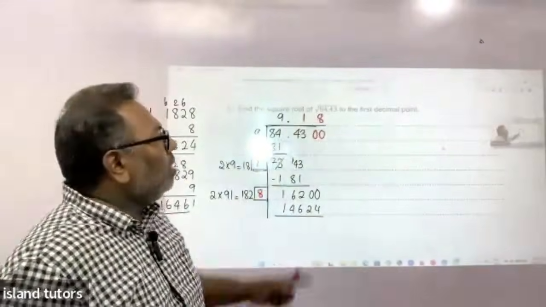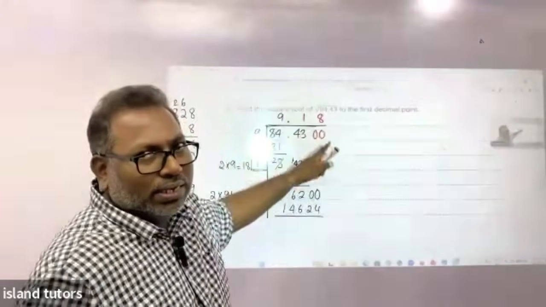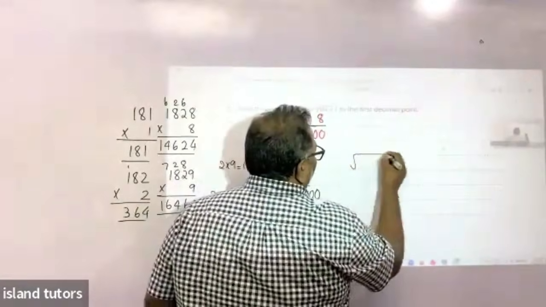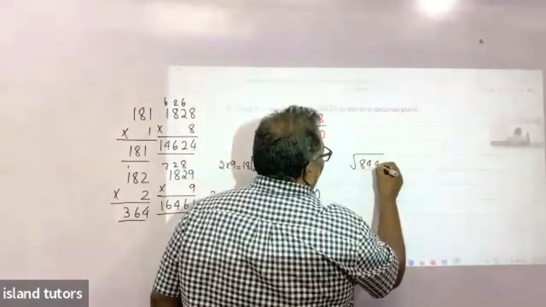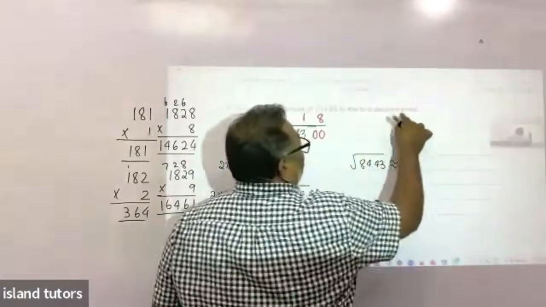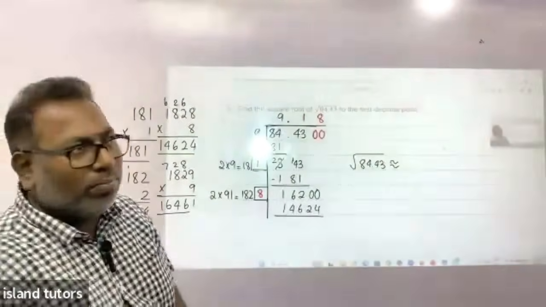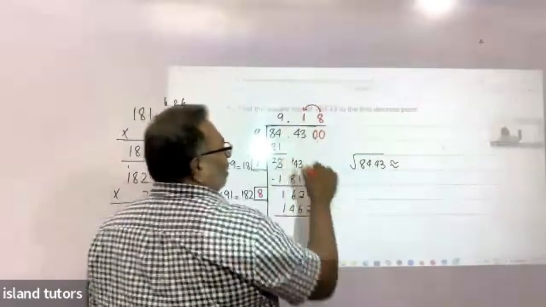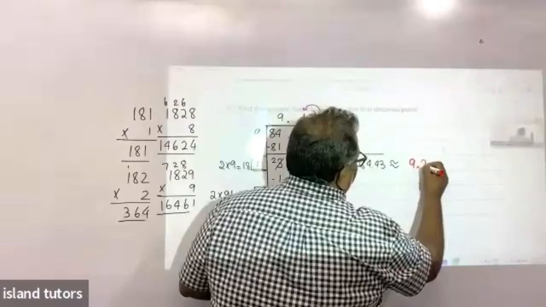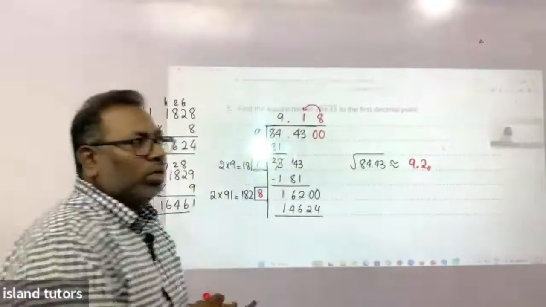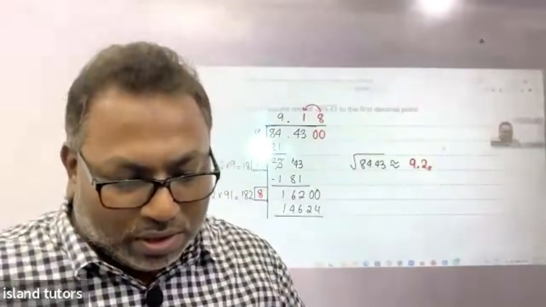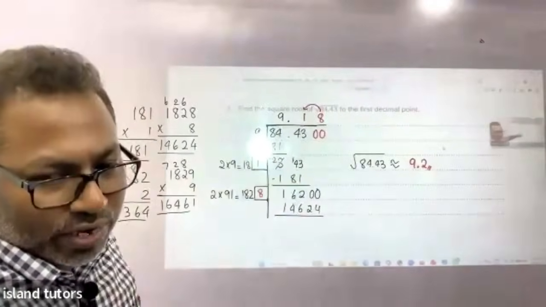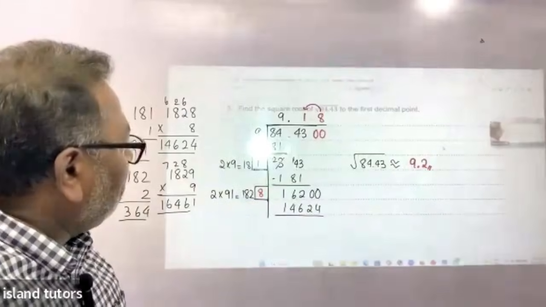I've got this value. Now 8 is greater than 5. Therefore, the square root of 84.43 to the nearest first decimal place: I'm going to round this off. It's greater than 5, so add 1 to this. So 9.2 is my answer. Yes, 9.2 is my answer for the square root of 84.43.